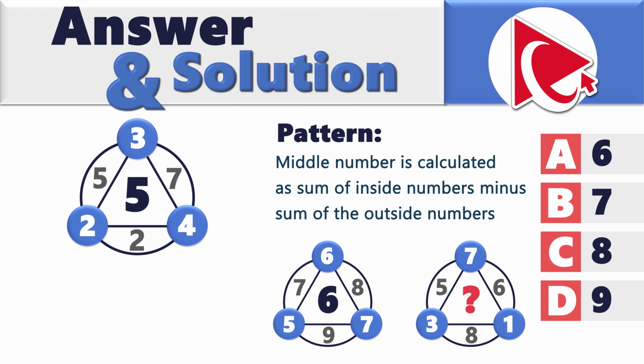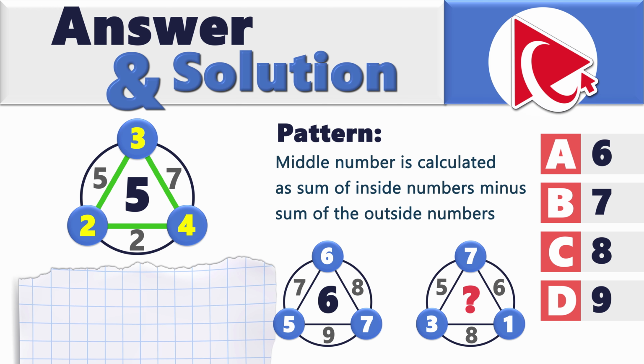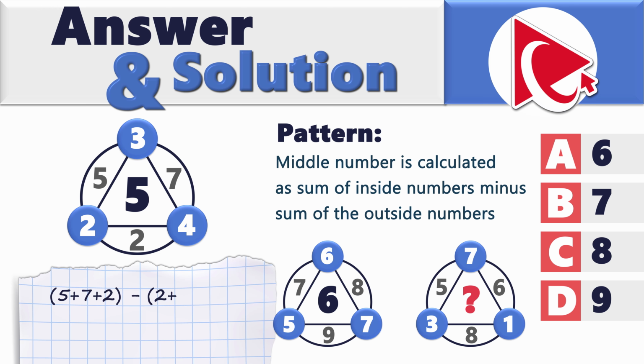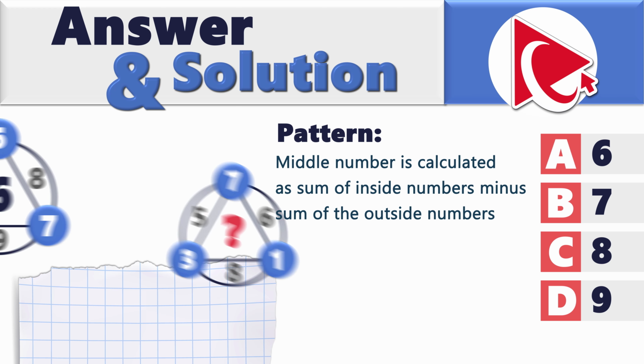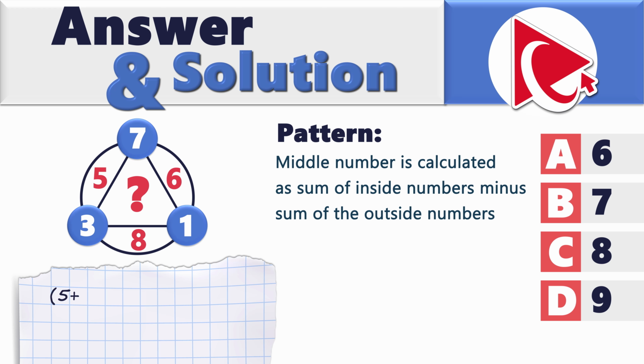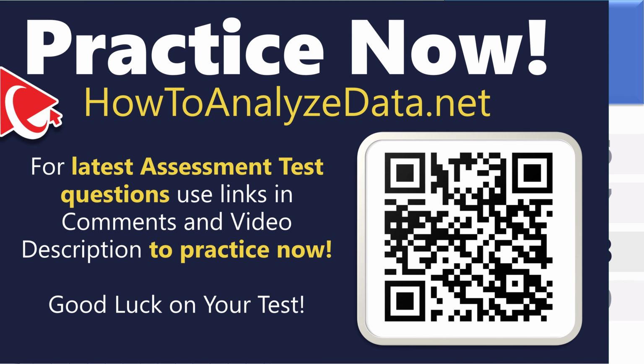For example, the first middle number 5 is calculated as the sum of inside numbers 5, 7, and 2 minus the sum of the outside numbers 2, 3, and 4. 5 plus 7 plus 2 minus 2 plus 3 plus 4 equals 5. The calculations for the second shape are very similar. 7 plus 8 plus 9 minus the sum of 5 plus 6 plus 7 equals 6. Let's calculate then the missing digit. 5 plus 6 plus 8 minus 3 plus 7 plus 1 equals 8. So the correct answer here is choice C, 8.